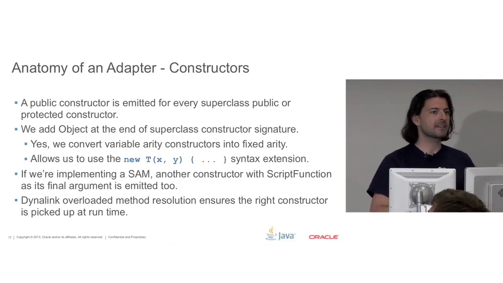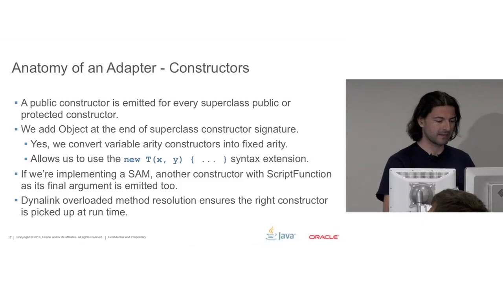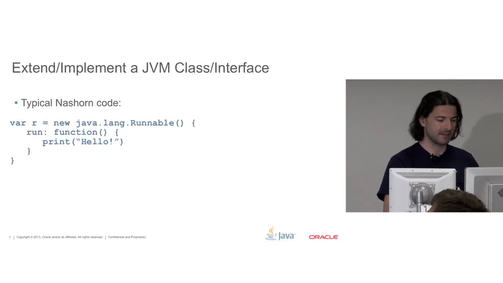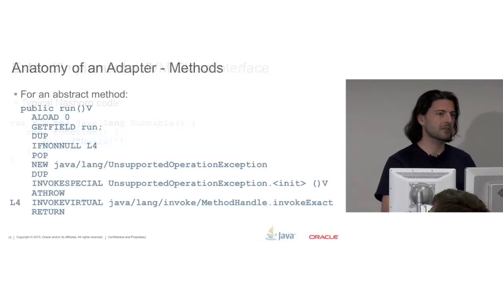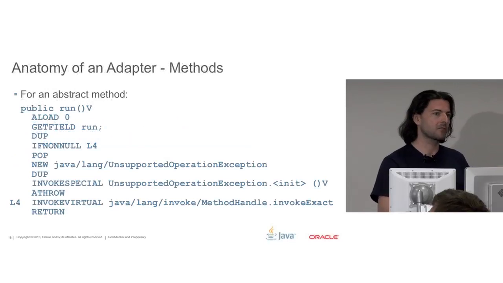The fun thing is that at the runtime, when I said that you can do this or you can do this, the actual dispatching, so which constructor gets invoked, we don't have any special code for that. It's completely handled by Dynalink's overloaded method resolution. If you get a script function, it will invoke the constructor that takes a script function. In every other case, it will invoke the one with the object.